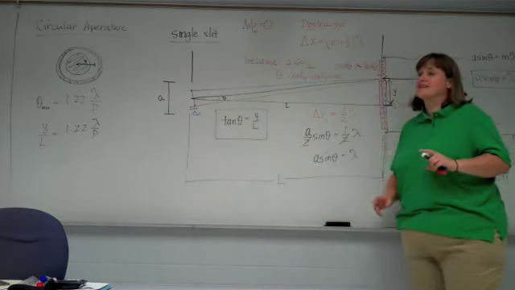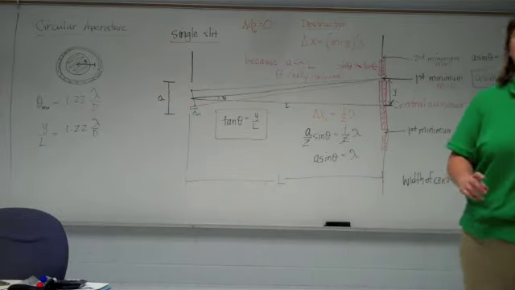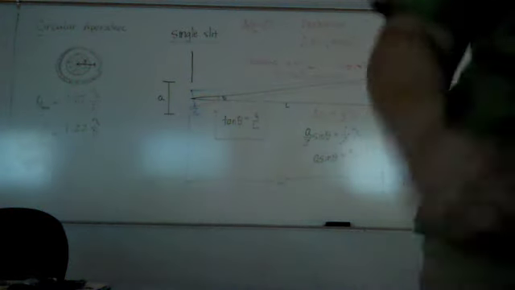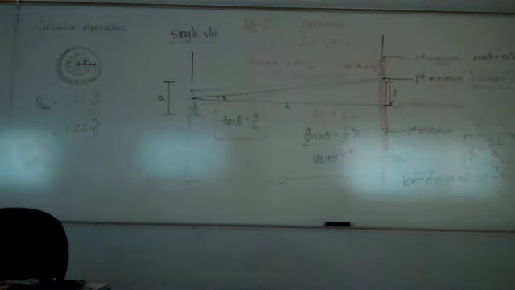Okay, we're going to look at the double slit interference next. The reason I show you single slit first is because the double slit gets superimposed on the single.